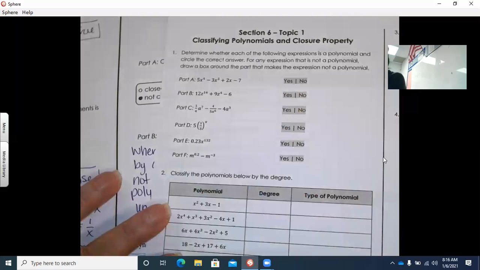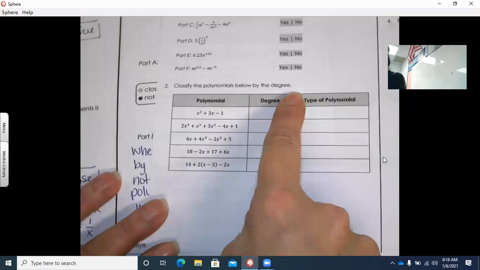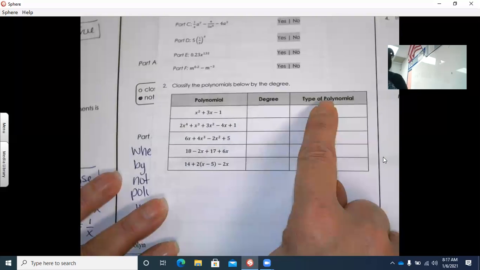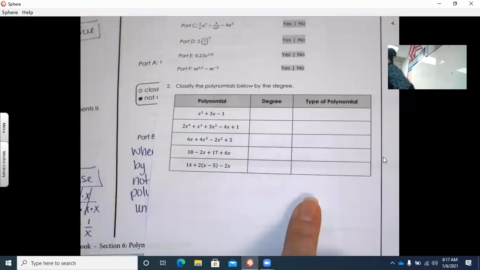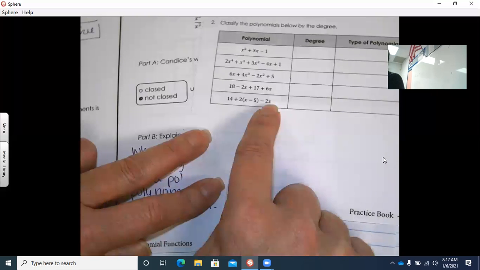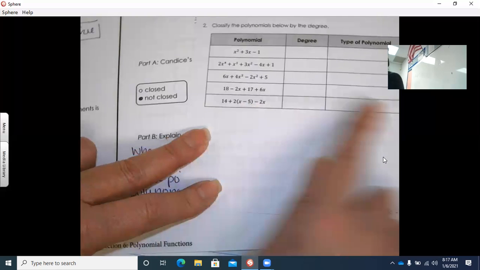Part 2, classify the polynomials by the degree. So this column just wants you to say how many degrees is it. And this column just tell me the name based on degrees. So you'll just put linear, quadratic, cubic, quartic, whatever. That's all it wants, okay? Look at this one. This example will need to be simplified. So get rid of the parentheses, combine like terms before you tell me how many degrees it is. Simplify it first, okay? Something might cancel out.